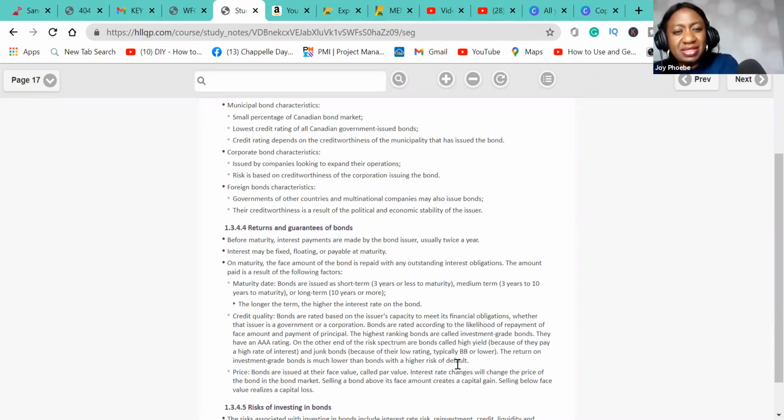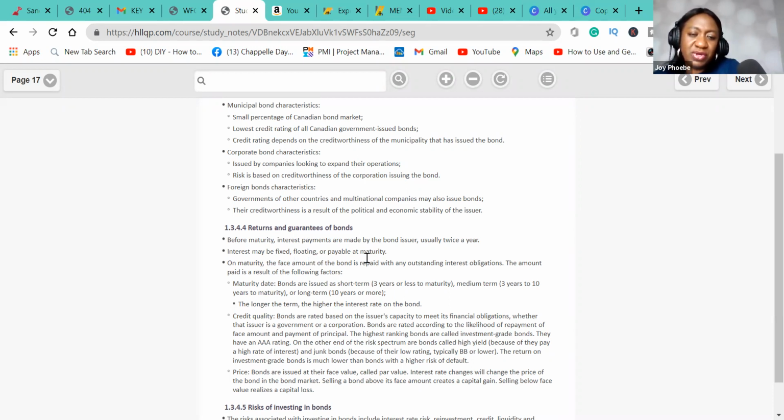For annuities and segregated funds, we learned that there's a guarantee by the insurer of up to 85% of the investment in segregated funds upon maturity, which is typically 10 years. How about bonds? What are the guarantees available to those that intend to invest in bonds here? Let's take a look at that.